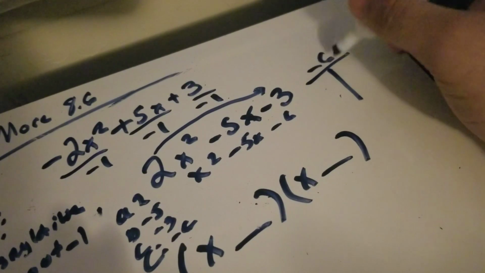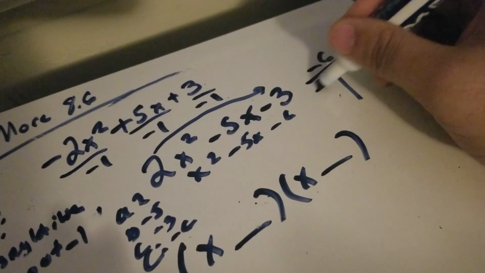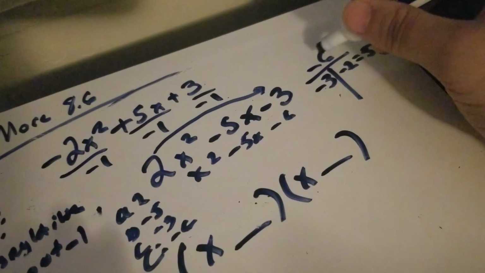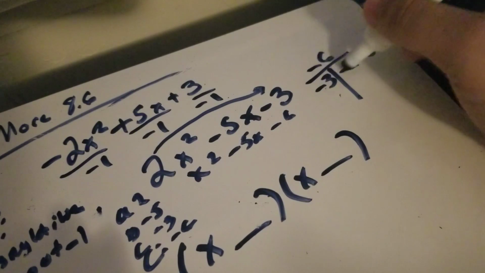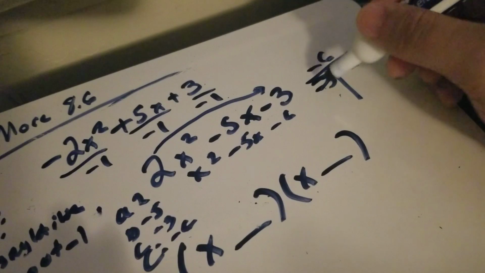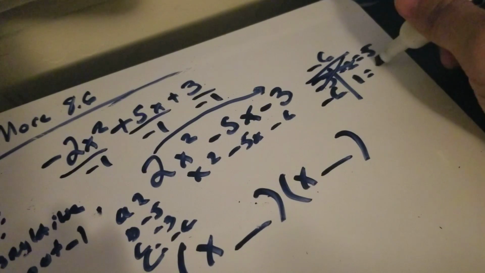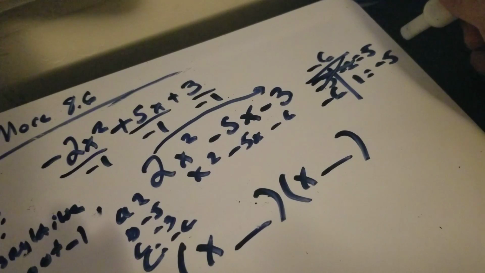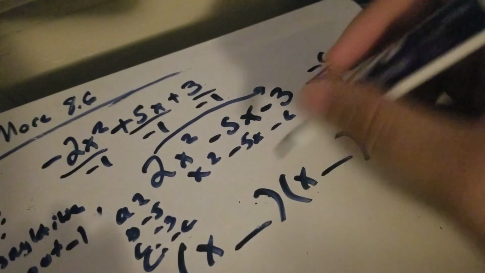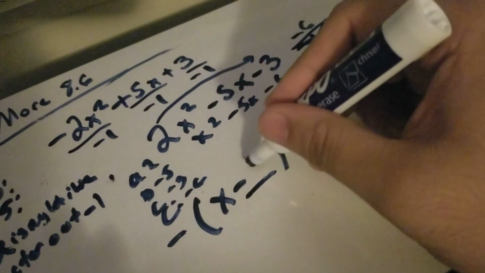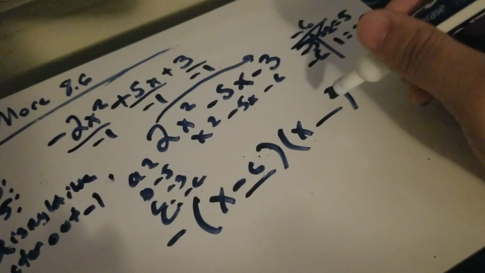Now, just be careful. Remember, this is negative 6. So if you say something like negative 3 and negative 2, yeah, that does add up to negative 5, but that doesn't multiply to negative 6. That multiplies to positive 6. So the actual numbers you're going to use are negative 6 and positive 1. That still adds up to negative 5. So it's going to be minus 6 and plus 1.